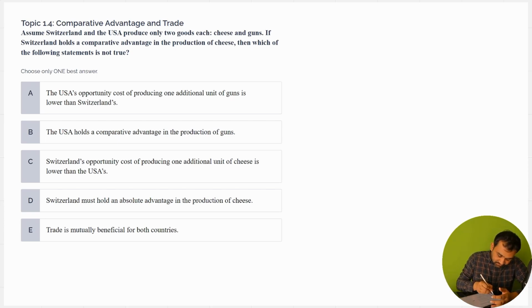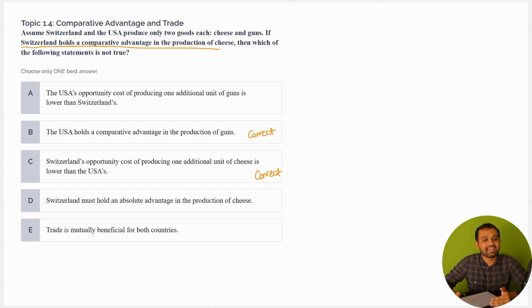We are told that Switzerland has a comparative advantage in the production of cheese. That means it can produce cheese at a lower opportunity cost than the United States. So this statement is correct, but that is not the answer because the question is looking for an incorrect statement. Since Switzerland has a comparative advantage in the production of cheese, it cannot have a comparative advantage in the production of guns, which means USA has a comparative advantage in the production of guns. So B as a statement is also correct.